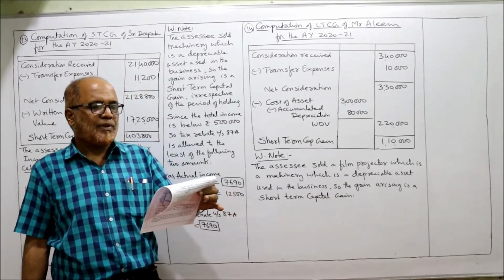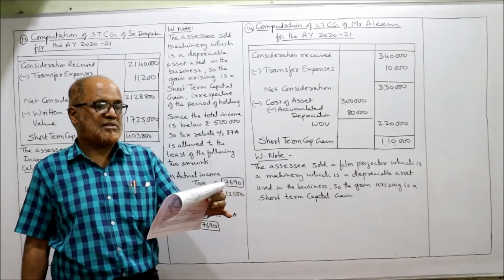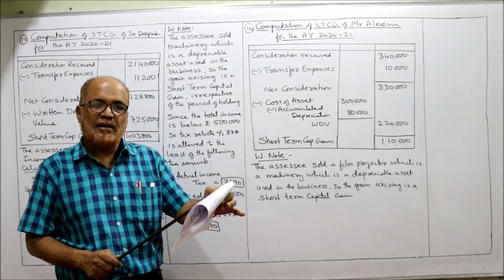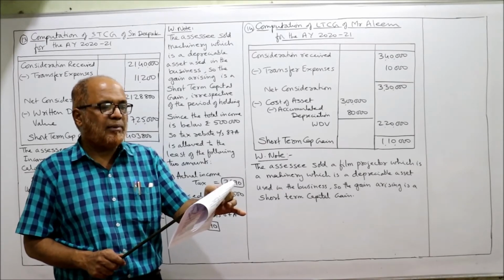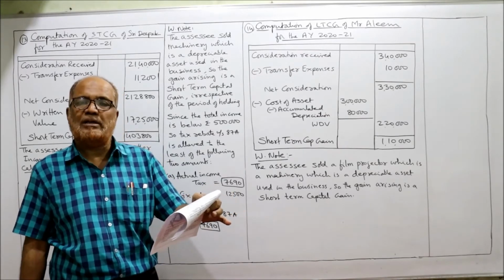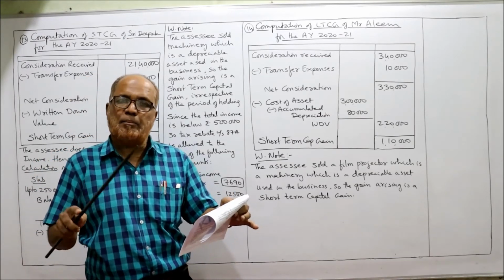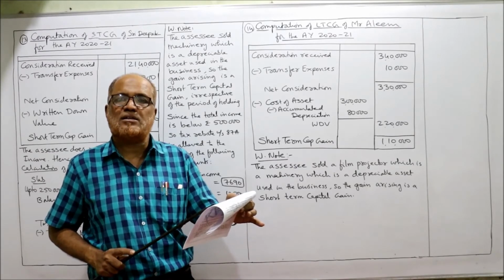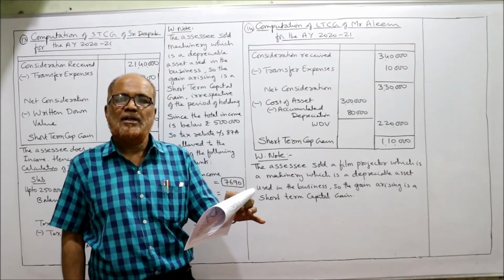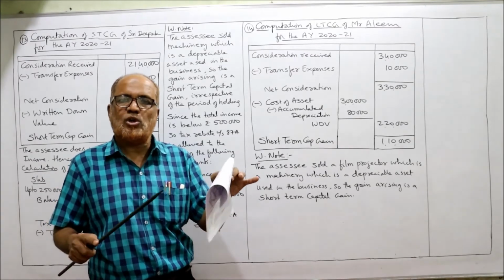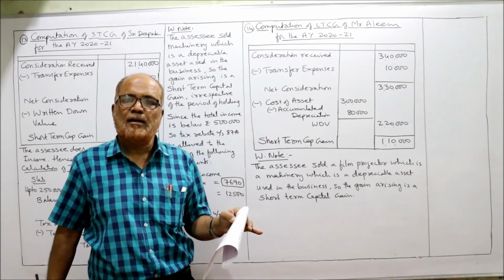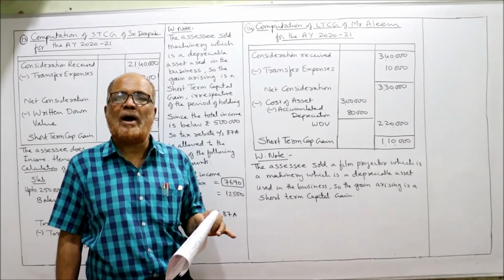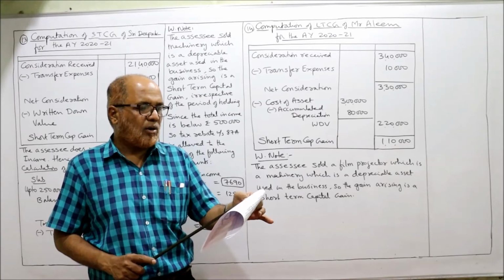It had cost him 3 lakh rupees. Actually, he sold the film projector for 3,40,000, which had cost him 3 lakh, and in respect of which 80,000 had been allowed as depreciation during the last 2 years. So this depreciation will be deducted from the cost of the asset. The cost of the asset is 3 lakh, and 80,000 got depreciated, so 3 lakh minus 80,000 is 2,20,000. 2,20,000 is called the book value or written down value.